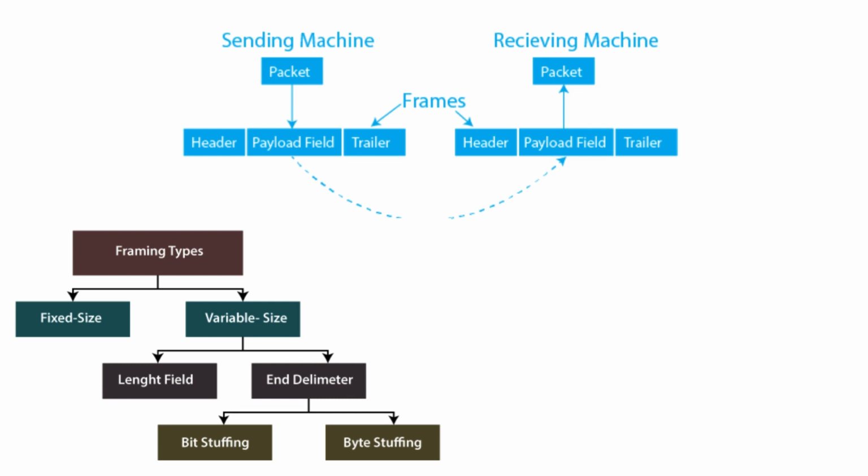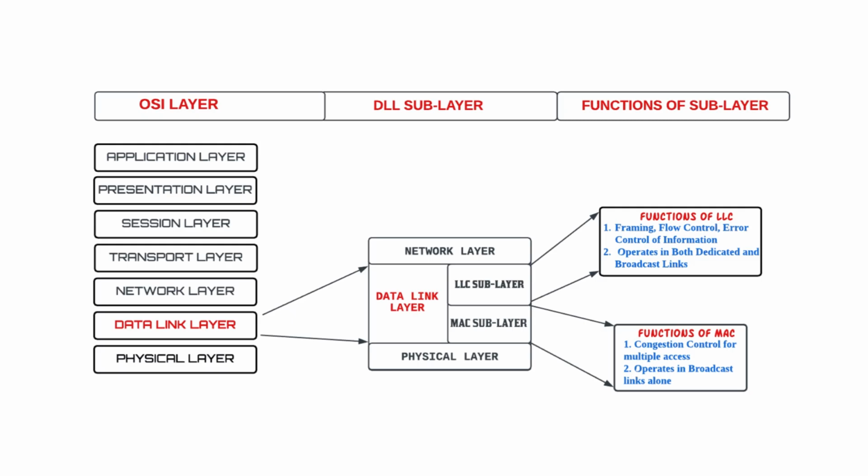Framing involves dividing the data received from the network layer into manageable units called frames. These frames typically include headers and trailers that contain control information such as frame start and end indicators, addressing information, and error checking data. Actually, the data link layer is divided into two parts, LLC and MAC: logical link control and media access control.